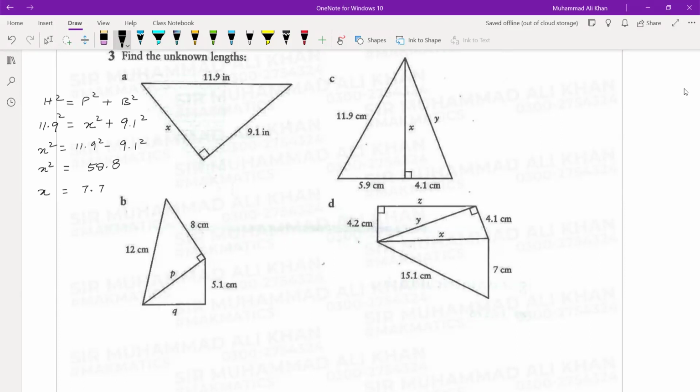Are you clear? Any confusion? No. After that, I'm doing part C.